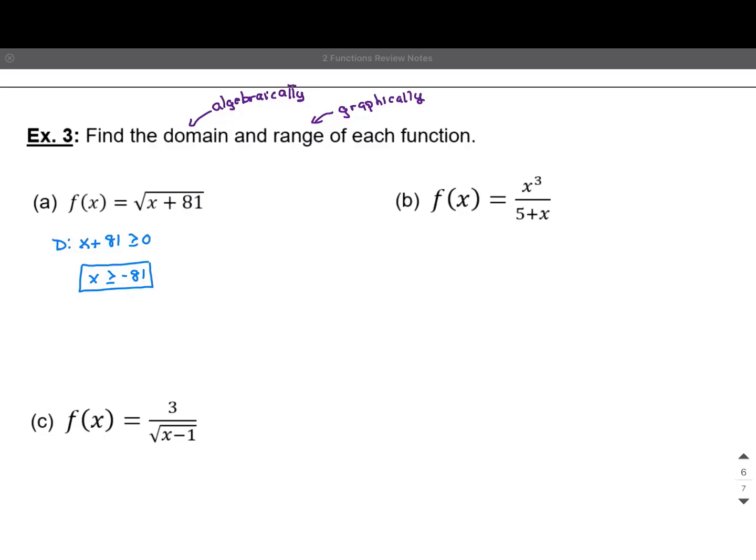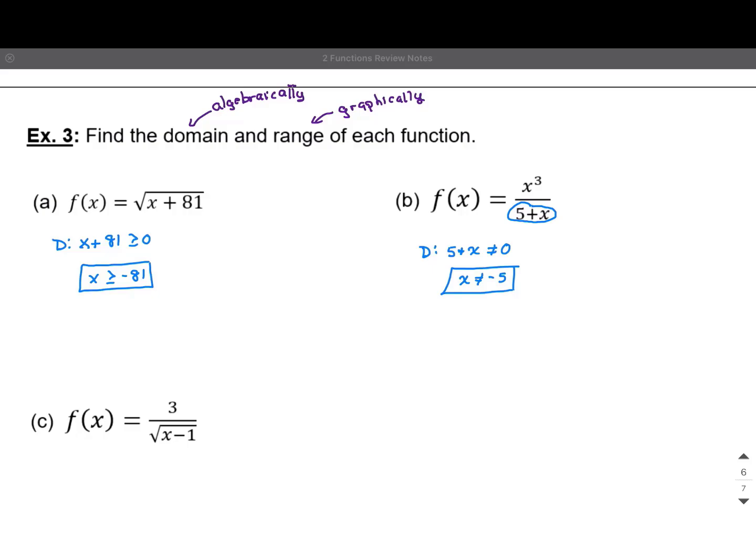Let's do all the domains first since we're doing it all algebraically. Let's look at B and we'll do the domain. F of x is x cubed over 5 plus x. All I care about is this denominator, 5 plus x. That denominator can't be 0, so we set that not equal to 0, and we solve for x. To do that, we subtract the 5, and we have x is not equal to negative 5, and we're done.